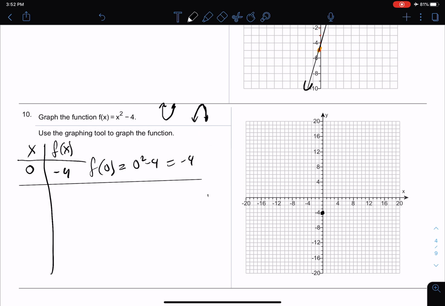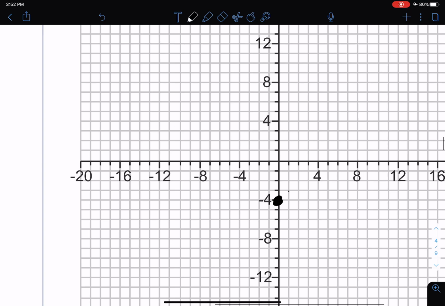Let's plot 1. We put 1 into the function. And it says 1 squared minus 4. That's just going to be 1 minus 4, which is -3. So 1 comma -3. Boy, these points are really close to each other. 1 comma -3.